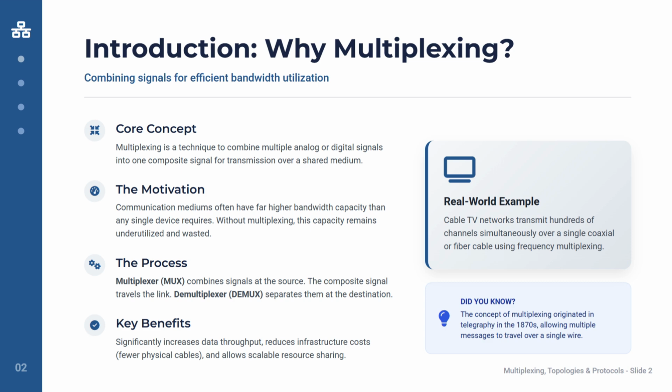For a real-world example that hits home, think about your cable TV setup. Those networks beam hundreds of channels, sports, movies, news, all at once over a single coaxial or fiber cable, thanks to frequency multiplexing we'll cover soon. It's multiplexing making entertainment effortless.